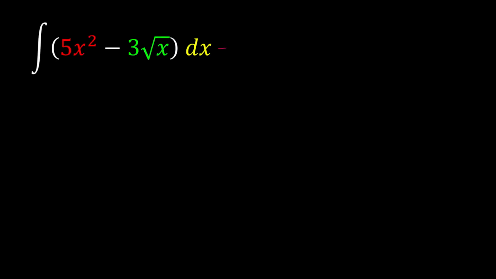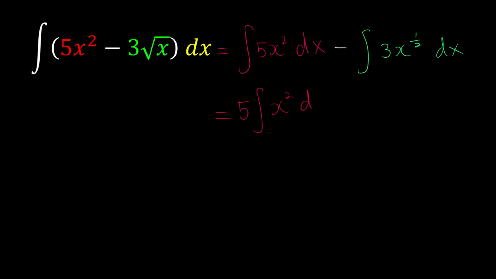When we want to integrate the two functions like this, eventually we can break it down and it becomes the integration of 5x squared with respect to x, minus the integration of 3 root x, which we usually write as x power of 1 over 2, and then dx as well. Next we can bring out the constants. It becomes 5 times the integration of x squared dx, minus, same thing, we bring out the constant, 3 times the integration of x power of 1 over 2 dx.